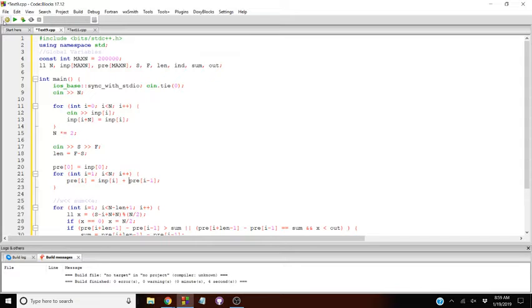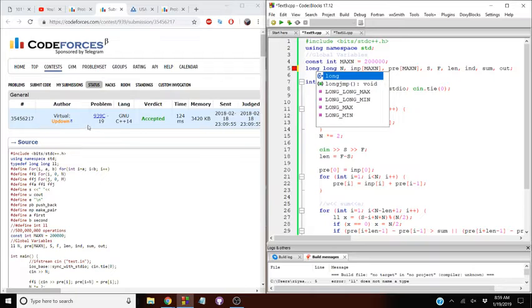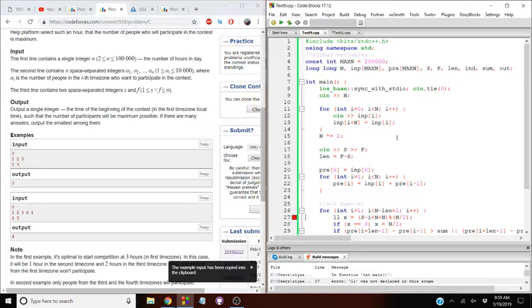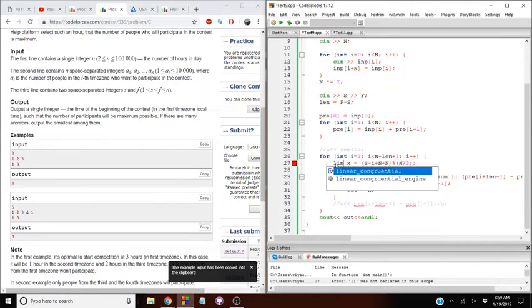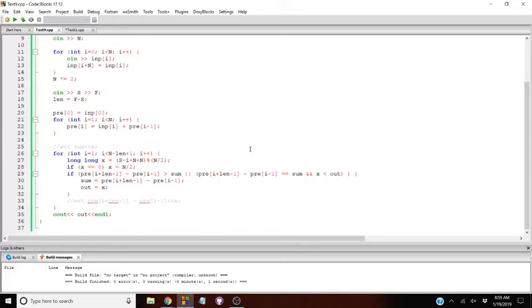Okay, just make sure this compiles and is correct. I'll try a long long. I don't remember if this was an issue or not, but I don't want to come into any issues because of not using long long. Okay, so samples are right, so I'm just going to assume this is right and explain this code.